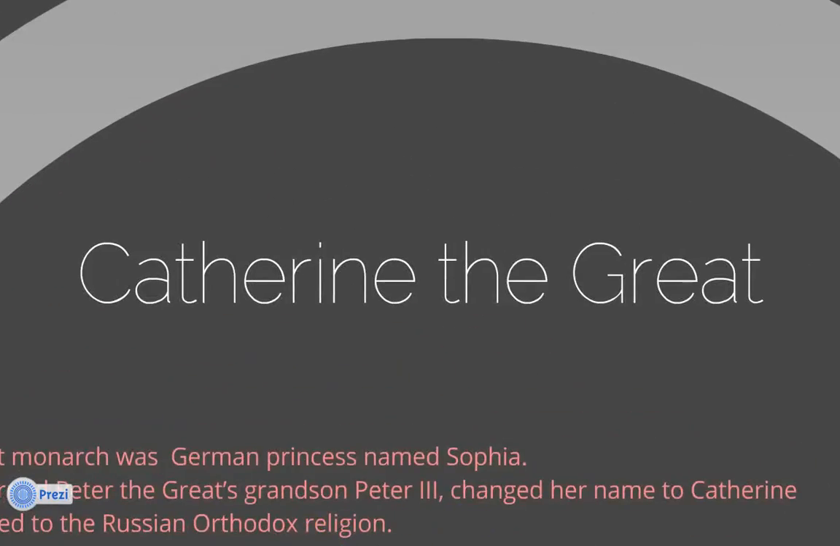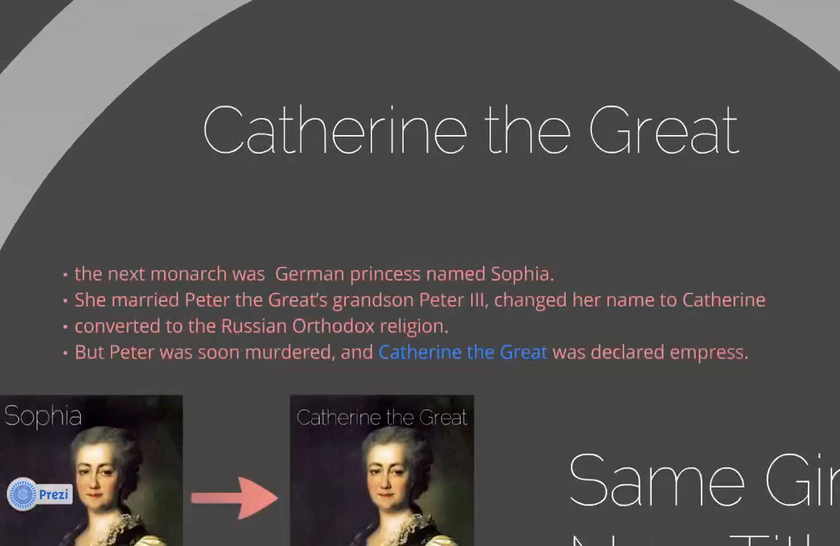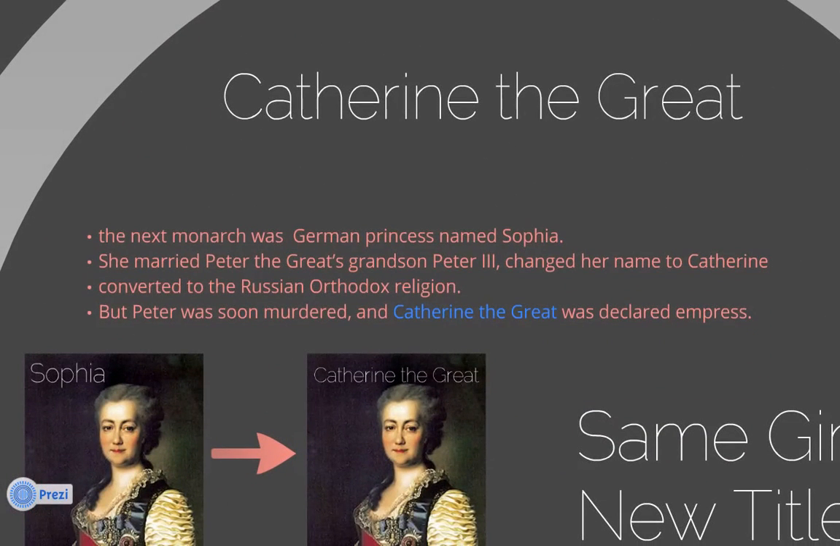Moving on, Catherine the Great. Catherine the Great, first of all, is going to be a German princess, and originally her name is Sophia. She marries Peter the Great's grandson, Peter the Third. She's going to change her name to Catherine and convert to Russian Orthodox, which means that she's still part of the Christian religion. But her husband is going to be murdered, and Catherine the Great is going to be declared the Empress of Russia.